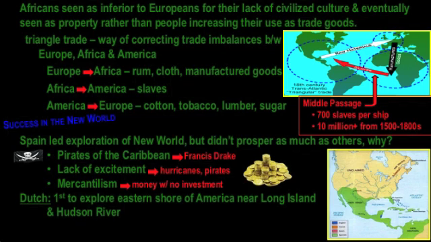Now the Dutch, however, do a little bit better. They're the first to explore the eastern shore of America, near Long Island and the Hudson River that you see blinking here on the map here.